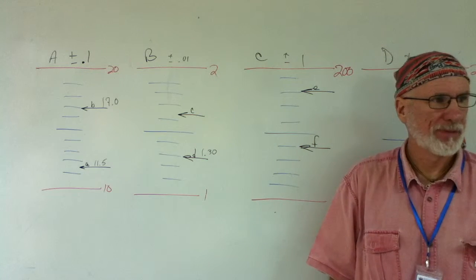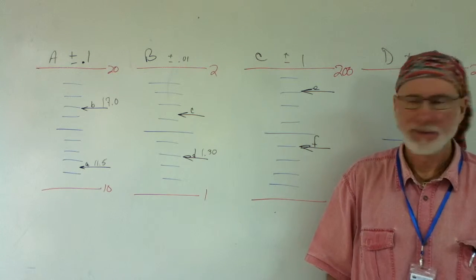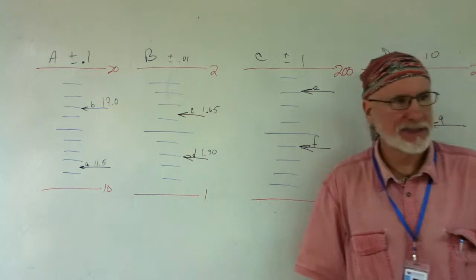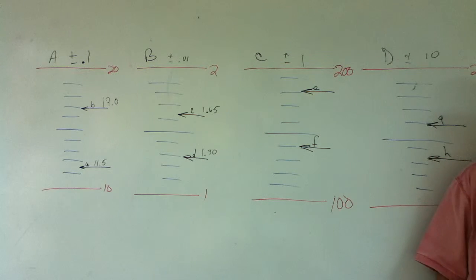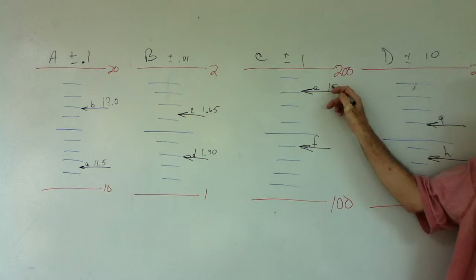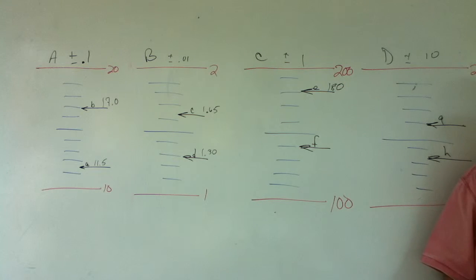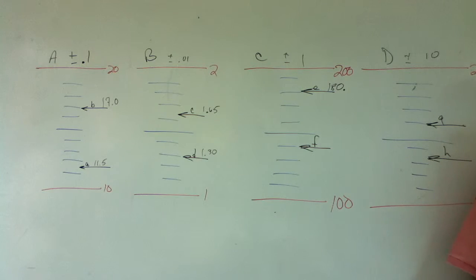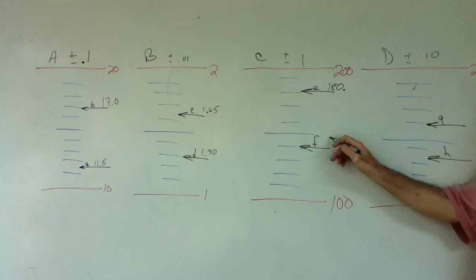What about C? 1.65. What about F or E? 180. 180 point, yeah. Because that zero is significant, correct? Okay, what about this one? 140 point.